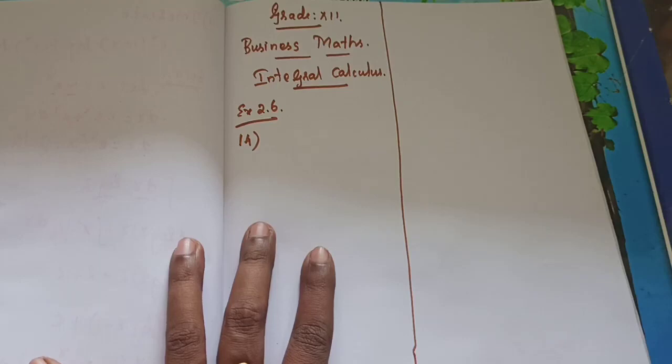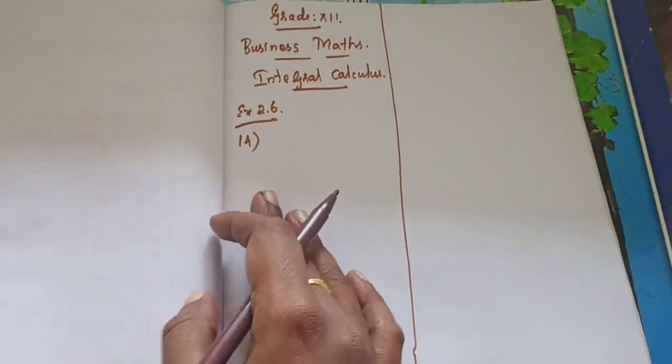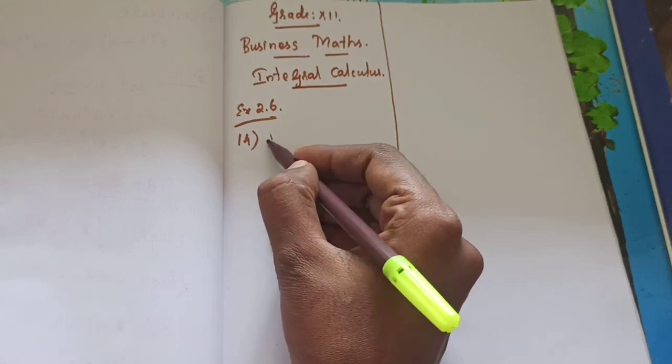We are learning our second chapter, integral calculus 1. We have completed exercise 2.6 up to problem number 13. Let's start from problem number 14. I hope you all completed your homeworks.